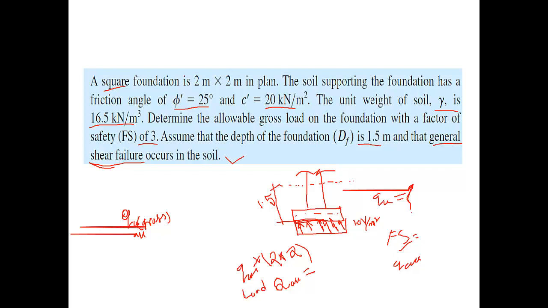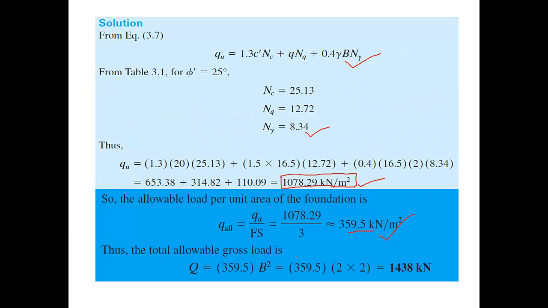Okay, so simply you just multiply the area and you get it. So what does it mean? That means the foundation can take this much load. It's the allowable load. If your column has this much load for this kind of foundation, that means your foundation can take it if the column load is less than this.